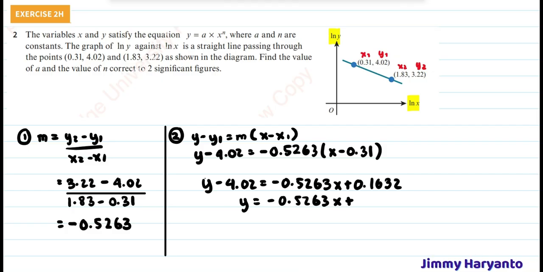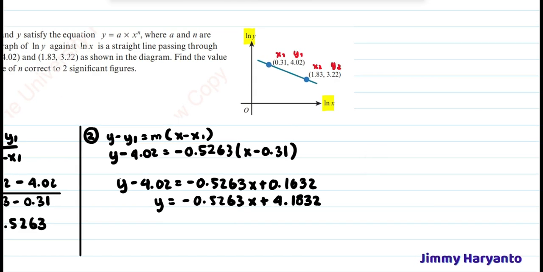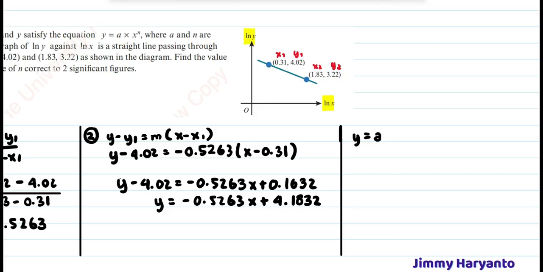So I will have 4.1832. Okay, and then find the value of a and n, the question says. Okay, that is the second step. The third step will be to convert the original expressions into a linear form.